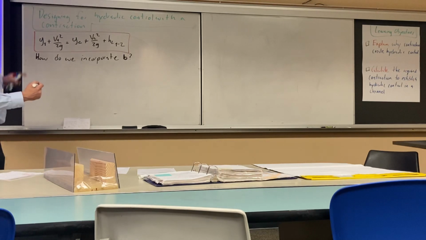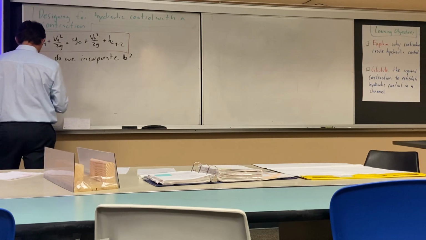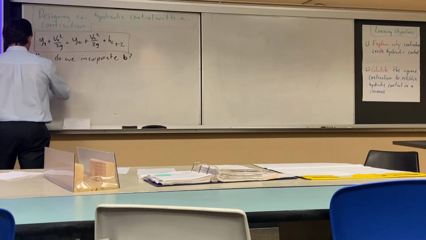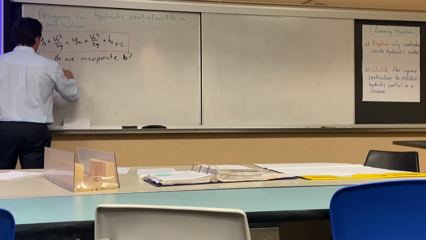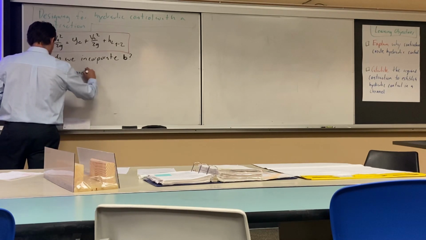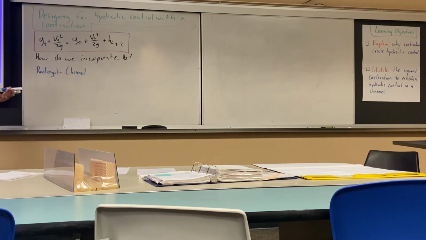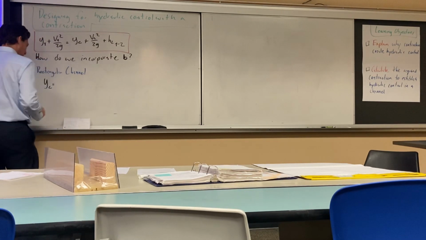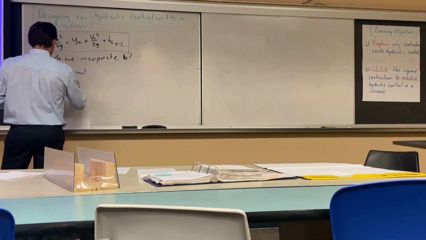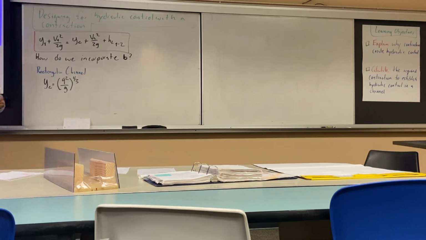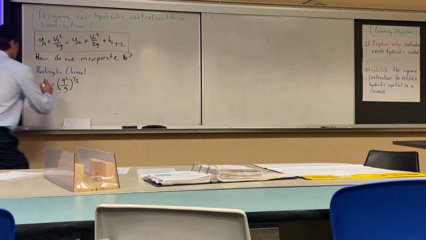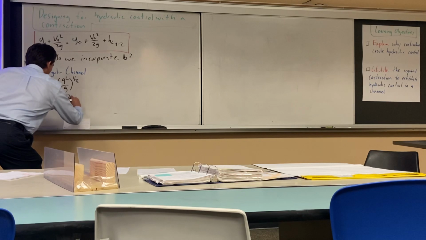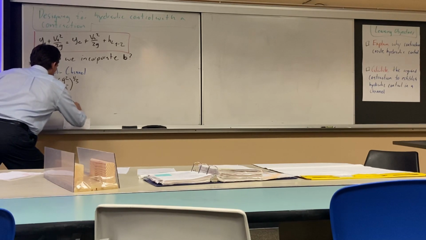All right, so how do we incorporate that? So if we're in a rectangular channel, right? What is our equation? It's yc is equal to little q squared over g raised to the 1/3. Well, what's little q? Little q is simply Q over b.